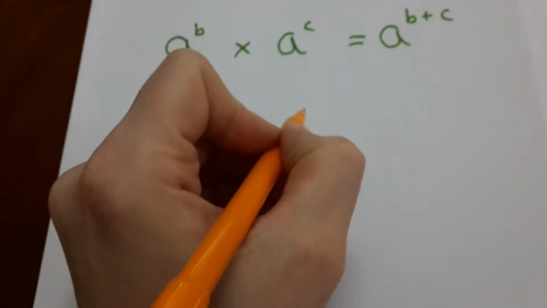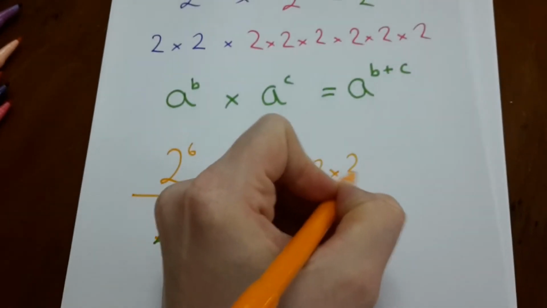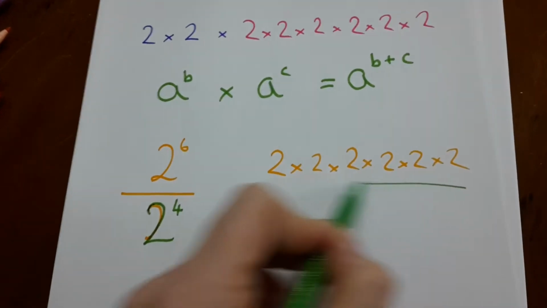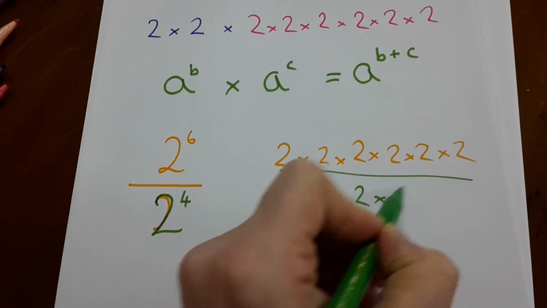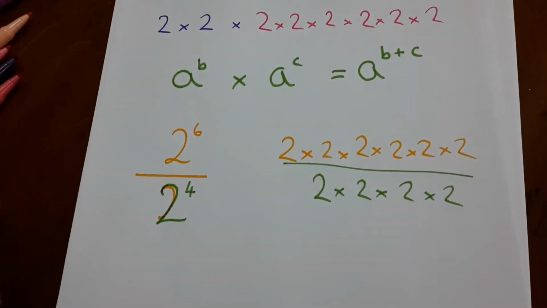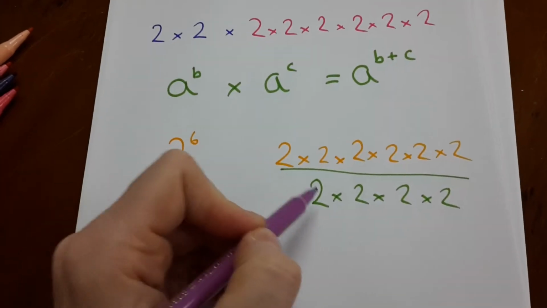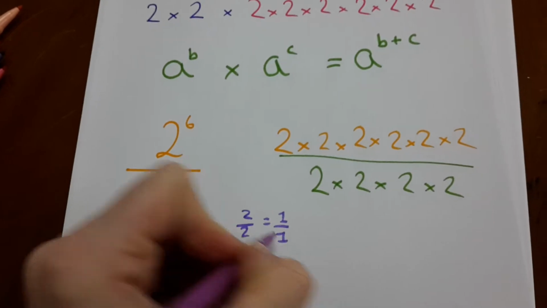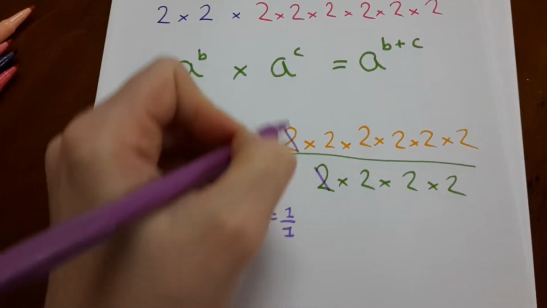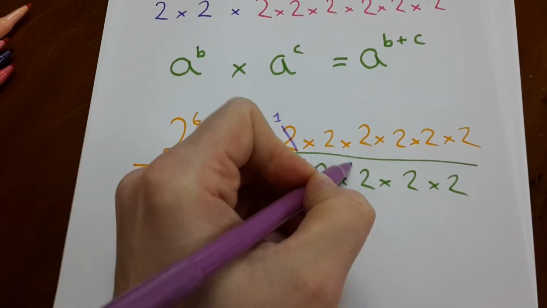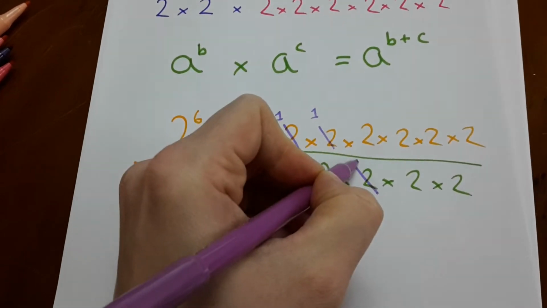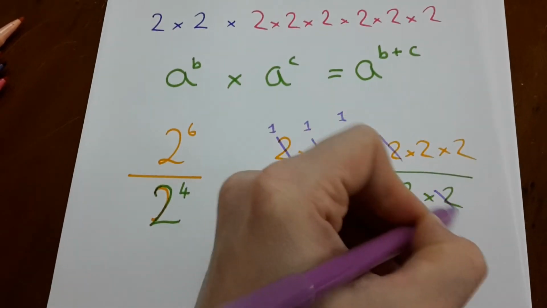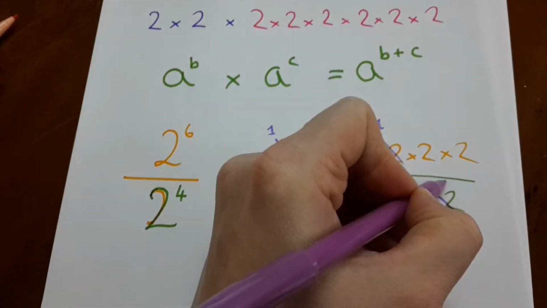Okay, so this is the next rule. We have 2 to the 6, which is 2 times 2 times 2 times 2 times 2 times 2, divided by 2 to the 4, which is 2 times 2 times 2 times 2. So if we simplify 2 divided by 2, that's the same as 1 over 1. So each pair of these we can simplify to 1 over 1.